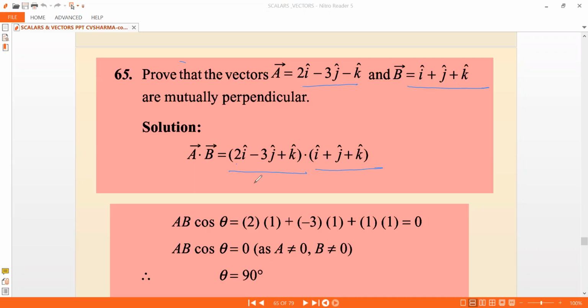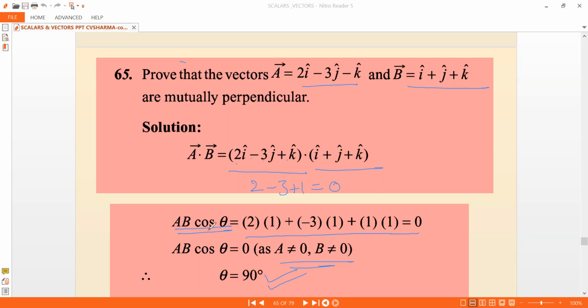So 2 into 1, what you get is 2. 3 into minus 3 into plus 1, that is minus 3. And 1 into 1, that is plus 1. So that's equal to 0. That's what is depicted over here. And now this dot product, if it is 0, then you can say that the vectors are perpendicular to each other, and hence theta is 90 degrees. So that is what the method shown here is.